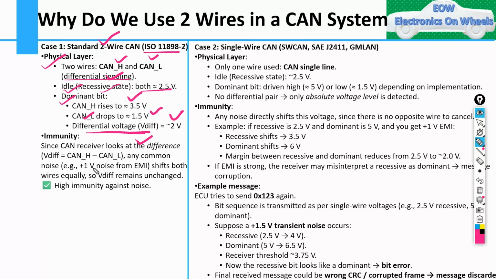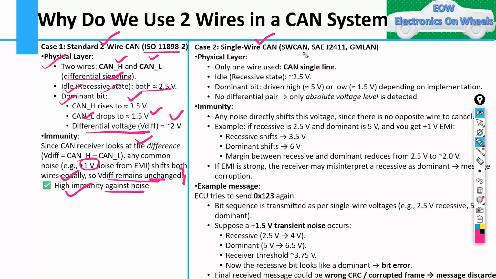Any common noise plus 1 volt from the EMI shifts both wires equally, and the voltage difference remains unchanged. This is high immunity against the noise. We have seen this case earlier. Now we see the same case in the single wire CAN, and how it will affect.